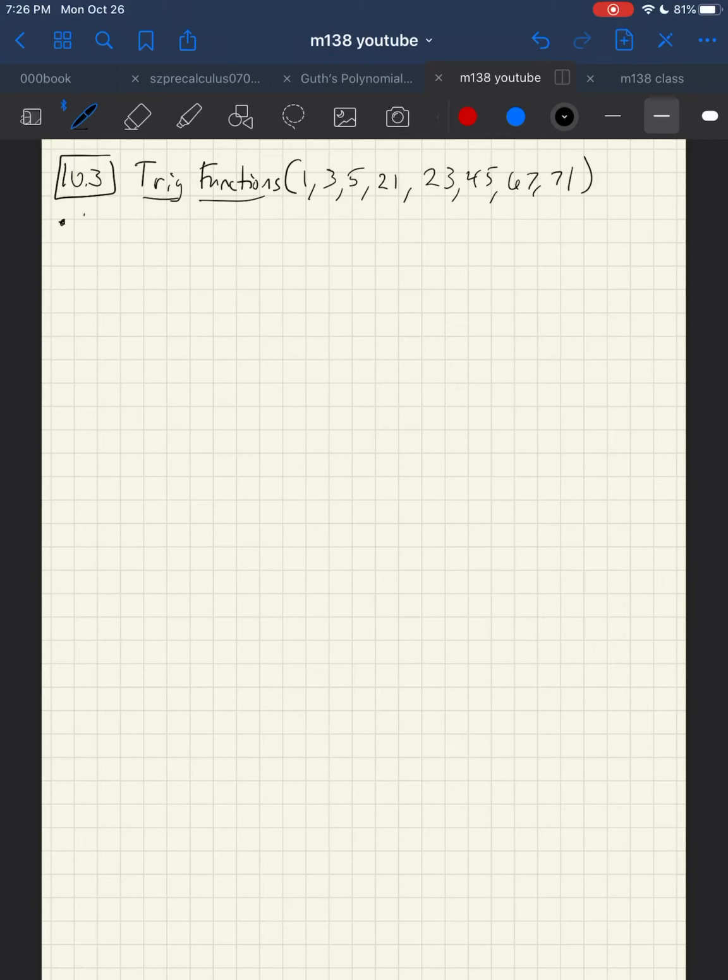So the new functions we're going to see are tangent, cotangent, secant, and cosecant. We're also going to learn some basic trig identities. So identities are just true statements. And we're going to see some basic trig values.